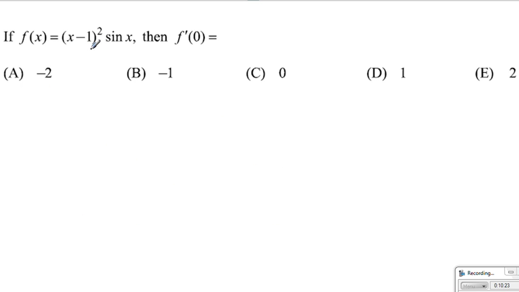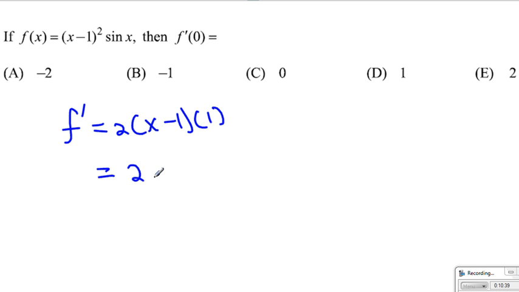Alright, how about this one? We have to use the chain rule once again. F prime now becomes 2 times x minus 1, and then the derivative of what is inside, which will be equal to 1. Once you plug in 0 in place of x, then we get to realize we have 2 times negative 1 times positive 1, which will be equal to negative 2.